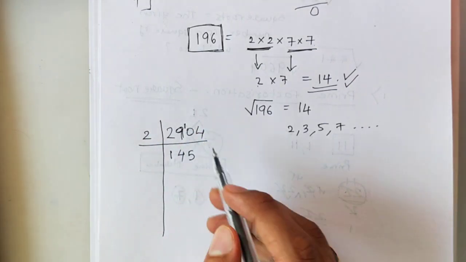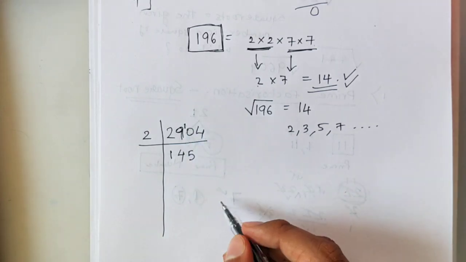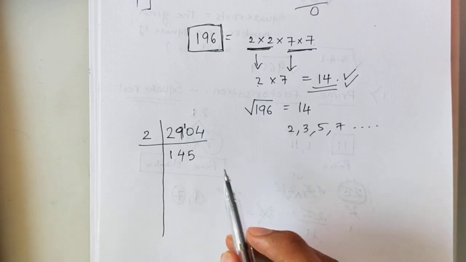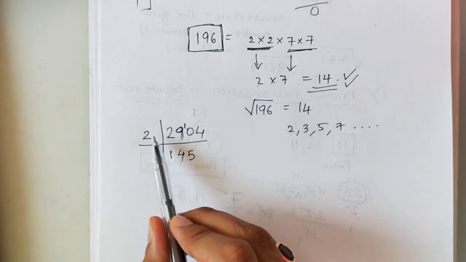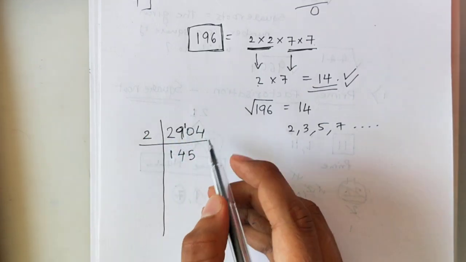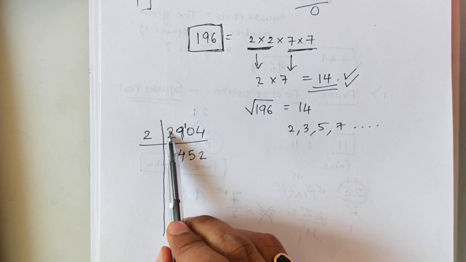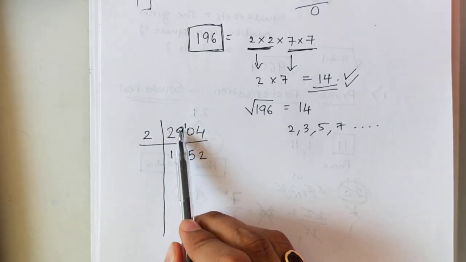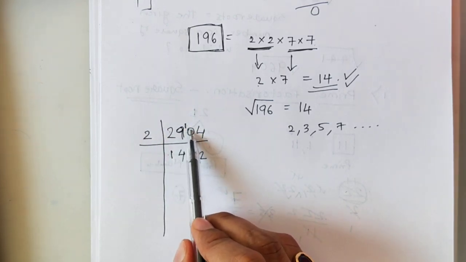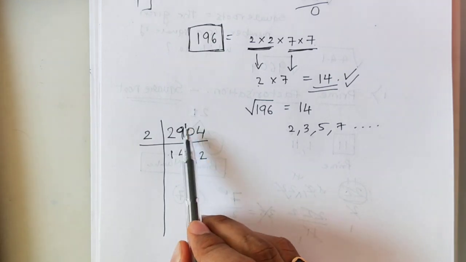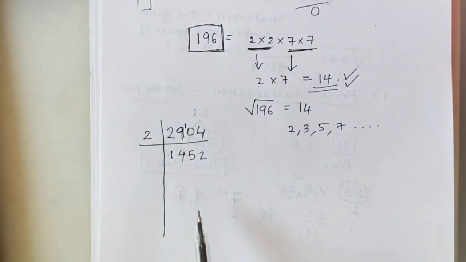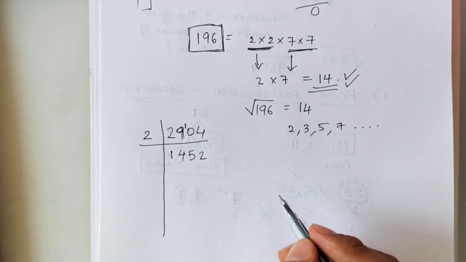Now 2 fives are 10. Okay, and then I have 4 remaining, so 2 2s are 4. Okay, see, 2 1s are 2, then 2 4s are 8, so 1 was remaining, so this became 10. Now 2 5s are 10, this is done. Now 2 2s are 4.